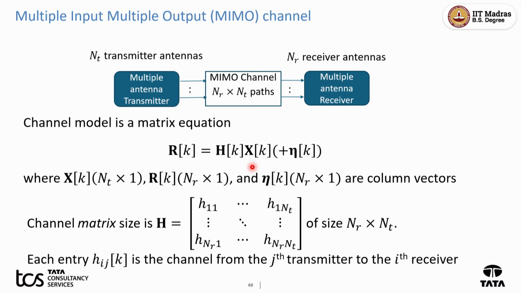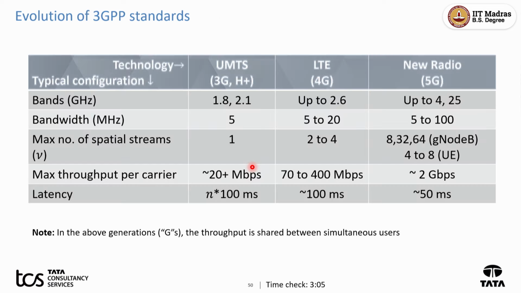If you have a good channel, rank is good. For 4G, 5G systems, you can do 4 times the rate, 2 times the rate. So, if you move from 3G to 4G, just because of 2 cross 2 MIMO, you can get twice the rate. So, here are some parameters.